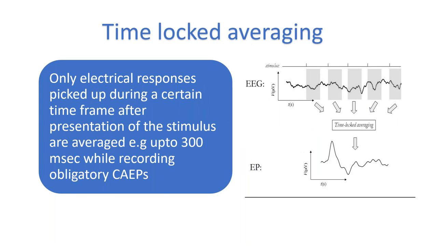Next we have time locked averaging. When we are doing time locked averaging, only responses picked up during a certain time frame of the presentation of the stimulus will be averaged. This again is decided depending on which potentials we are measuring. Normally for cortical evoked potentials, it is up to 300 milliseconds. It is decided by the analysis window. If I keep the analysis window to 300 milliseconds, then it will average for 300 milliseconds, and whatever happens after 300 milliseconds will not be averaged. So that is another way of reducing noise.